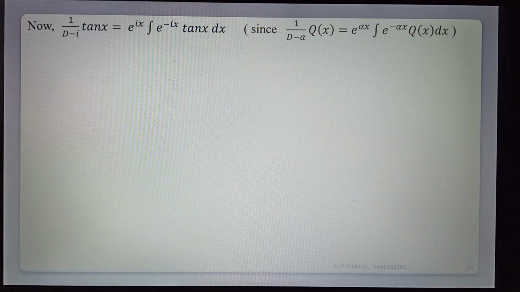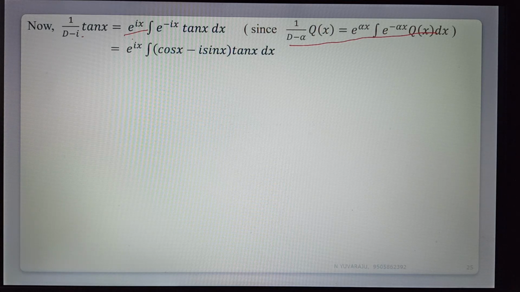So that is equal to, first finding 1 by D minus i into tan x using this formula. Alpha is equal to i, Q is equal to tan x. That is equal to, by the formula, e power ix integration of e power minus ix into tan x dx. So e power ix into integration of, e power minus ix can be written in the complex number form, cos x minus i sin x, into tan x dx.